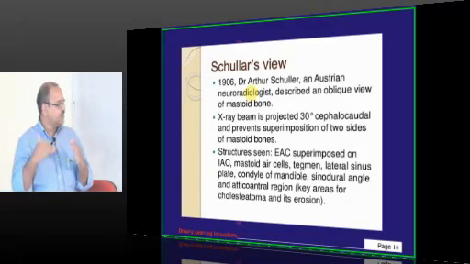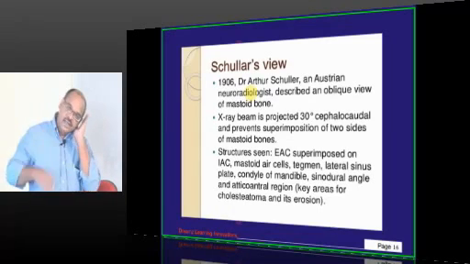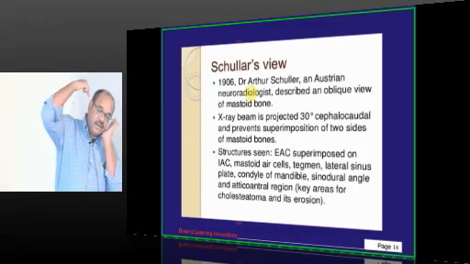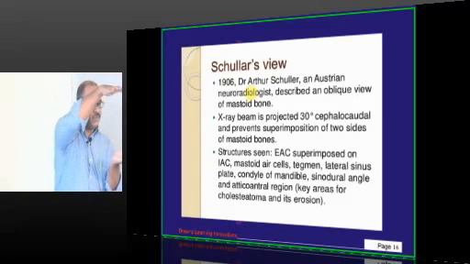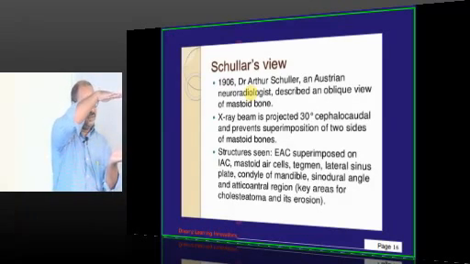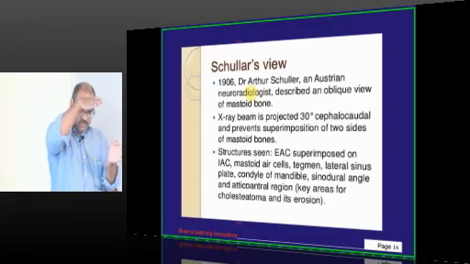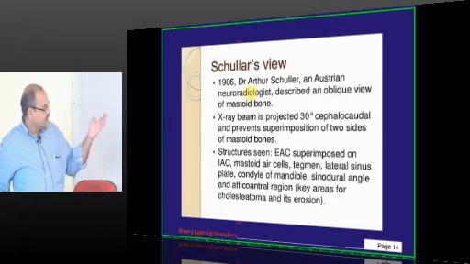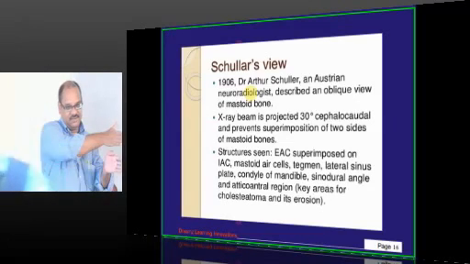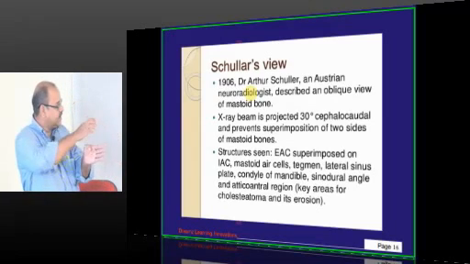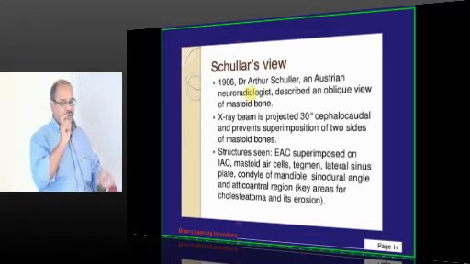The X-ray beam is projected 30 degrees cephalocaudal to prevent superimposition of the two sides of the mastoid bones. When you take X-rays at 90 degrees, the diseased mastoid and normal mastoid may both superimpose, and that will not give you the correct view. So you must make a 30 degree angle so that one mastoid stays up and one mastoid stays down. The external auditory canal is superimposed against the internal auditory canal of the other ear. Structures seen are the mastoid air cells, tegmen, lateral sinus plate, condyle of the mandible, sinodural angle, and the attico-antral region, key areas of cholesteatoma and erosion.